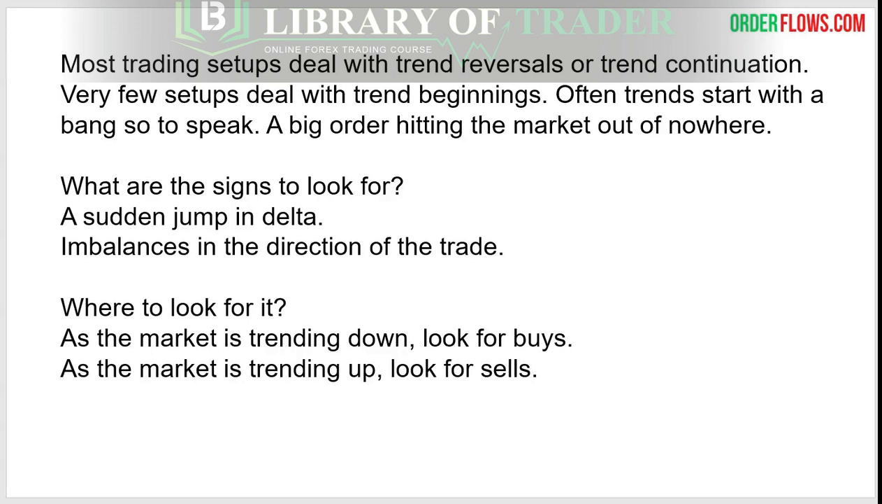Where to look for it? Well, if you're looking for a reversal, if the market is trending down, you look for buys. As the market is trending up, you look for sells. That's how you trade reversals in the order flow. You're looking for certain things in the order flow. I just briefly talked about one of them earlier with the delta, the big delta getting smaller, right? As you're going up to the high, delta was decreasing. And then as you hit the high, delta started increasing on the downside, right? That's how you look for a trend. As the market was going up, you look for reasons to sell in the order flow.